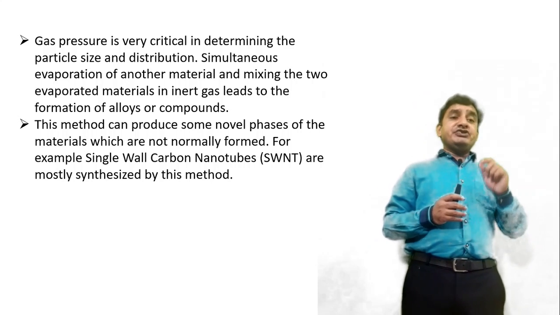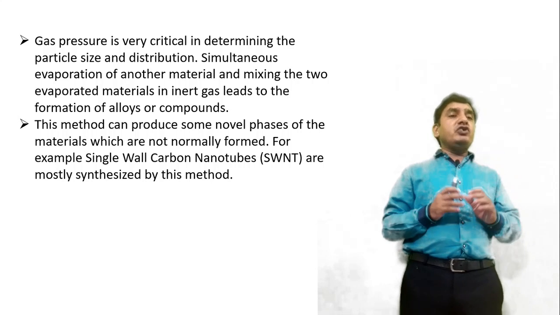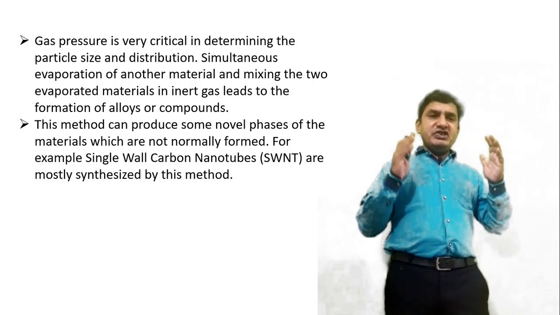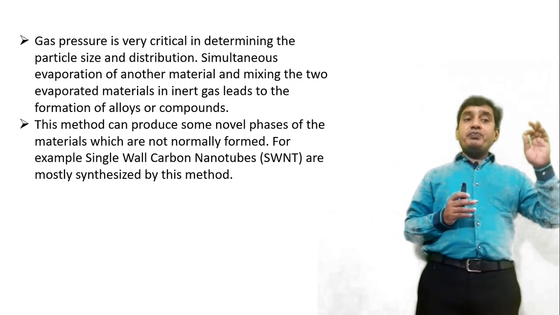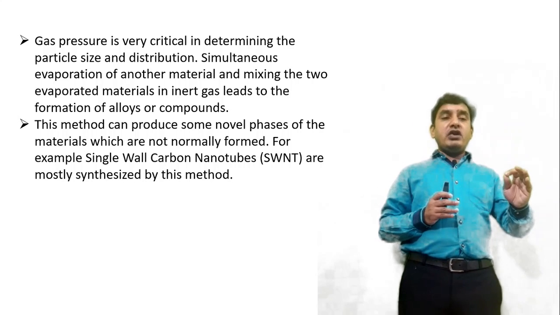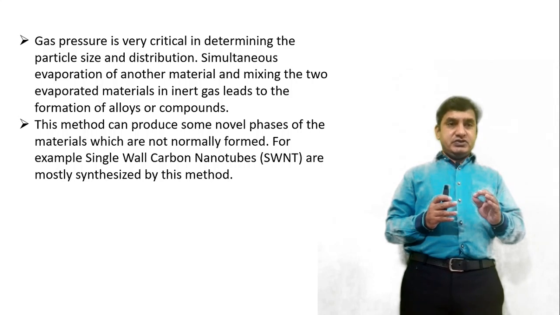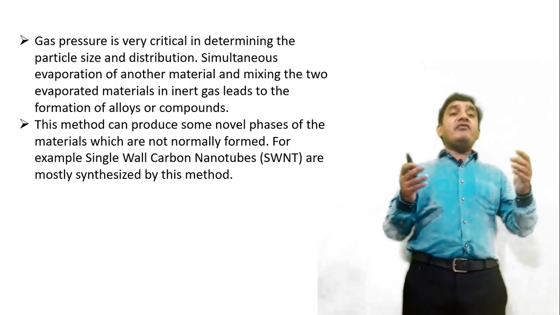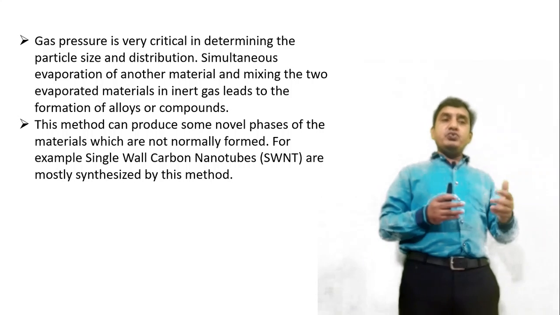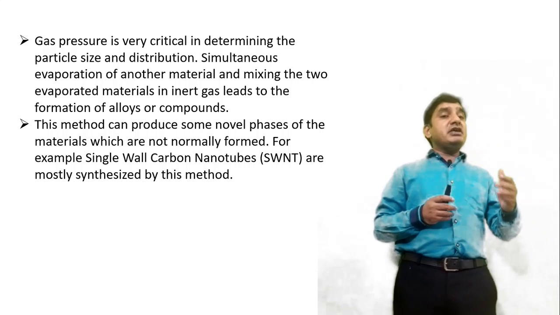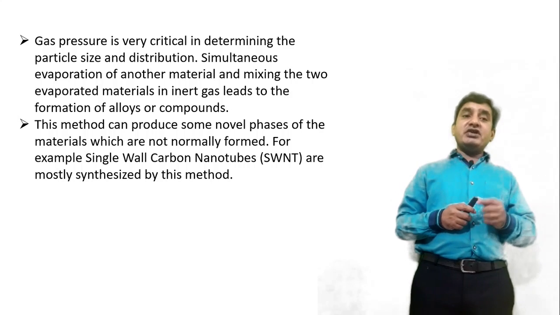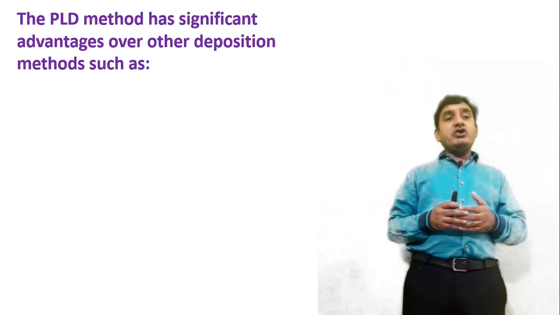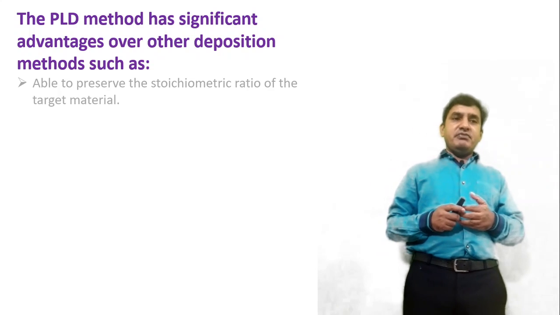For example, single wall carbon nanotubes are mostly synthesized by using this method. So this method is used to produce single wall carbon nanotubes. This is a novel phase which is produced by using this pulse laser deposition technique. Now this method has some advantages over the other synthesis methods.